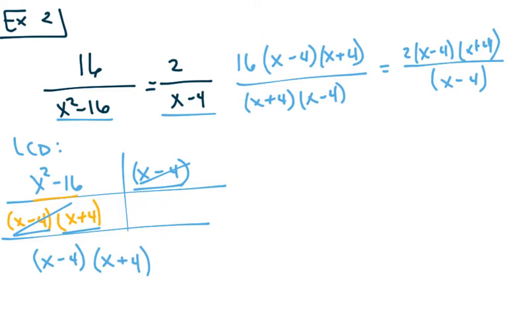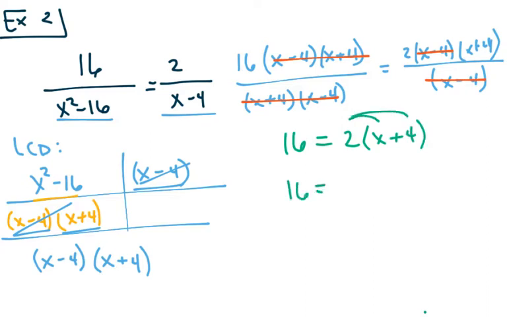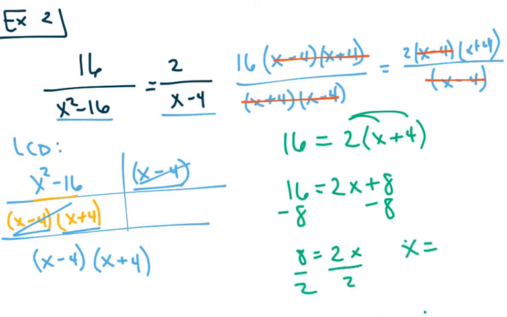So now we get to play the canceling game. Those go away, x minus 4, x minus 4. And so then all we're left with is 16 on the left side and 2 times x plus 4 on the right side. And we distribute that through. So 16 equals 2x plus 8. Subtract 8, 8 equals 2x, which means after we divide by 2 that x would be equal to 4.